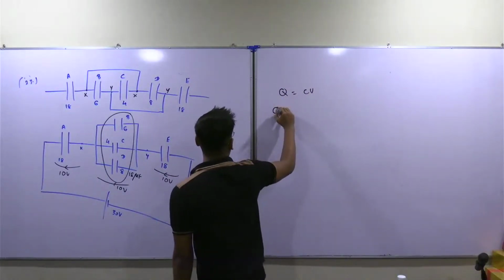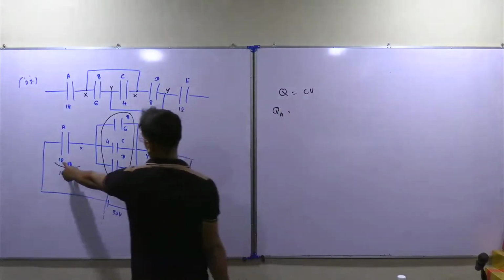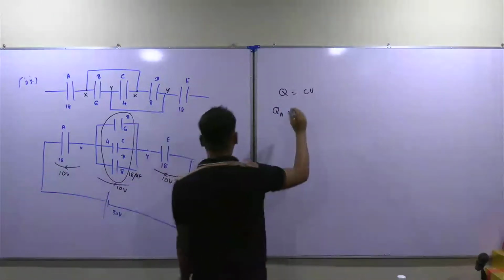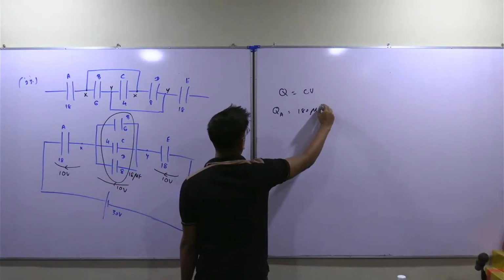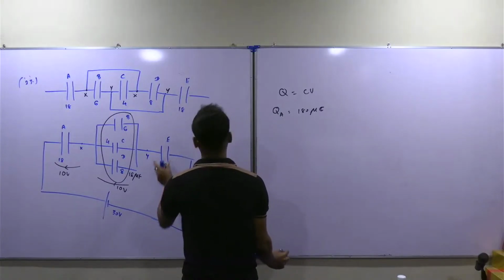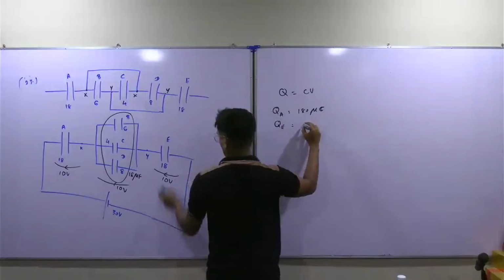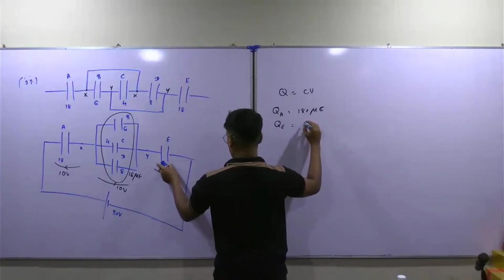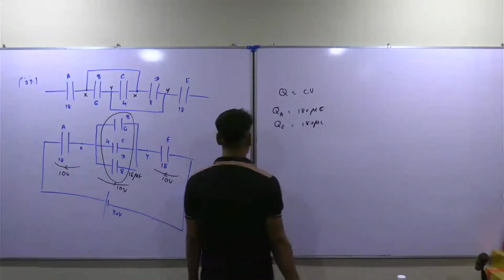So you can write the charge stored on A. Charge stored on A is 18 times 10. So 180. If you need the unit, that is microcoulomb. The charge stored on E also, that is also Q equals to CV. Capacitance is 18 times 10, that is 180 microcoulomb.